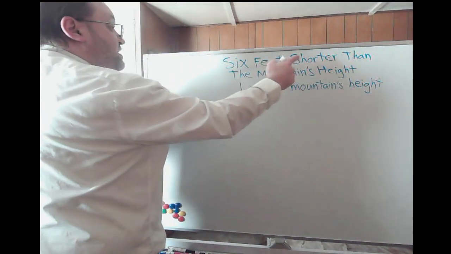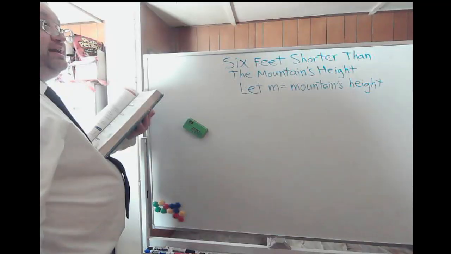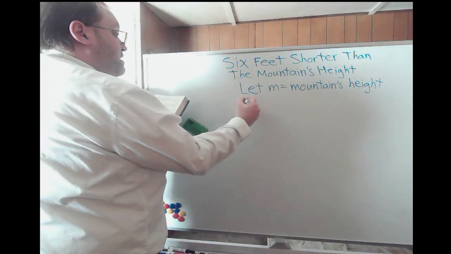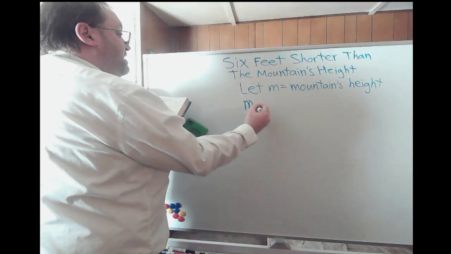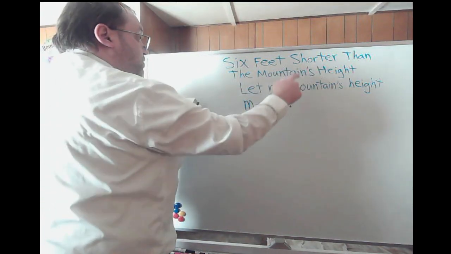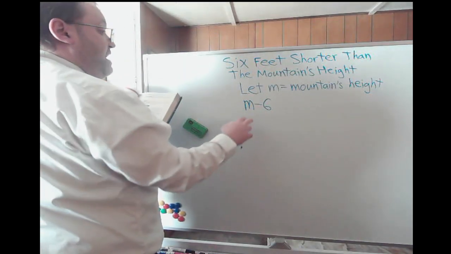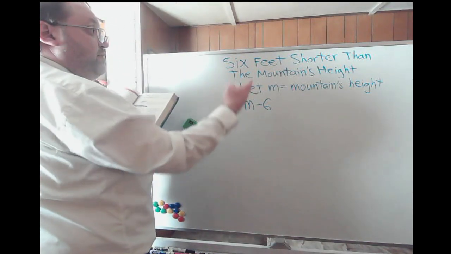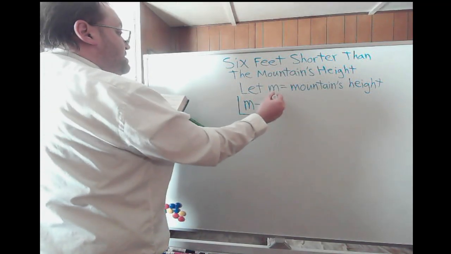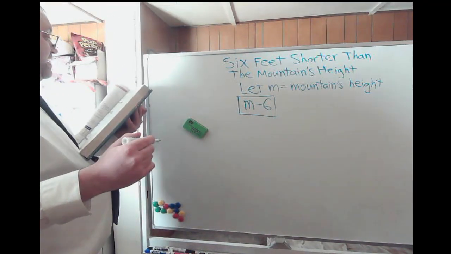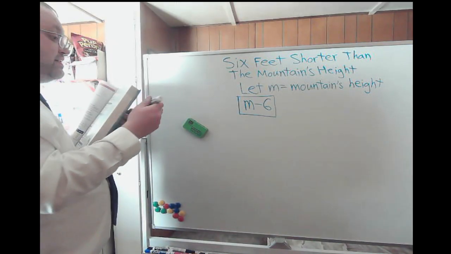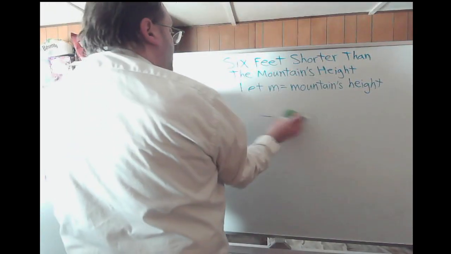So we have 6 feet shorter. That means minus 6. Shorter than the mountain's height. So basically you're going to have the mountain's height minus 6 feet. Because it's 6 feet shorter than the mountain's height. So you have the mountain's height, take 6 feet away, you would have the height of whatever you're trying to figure out. So the answer to this expression would be m minus 6. That would be an algebraic expression for that. It would be m minus 6. Alright.